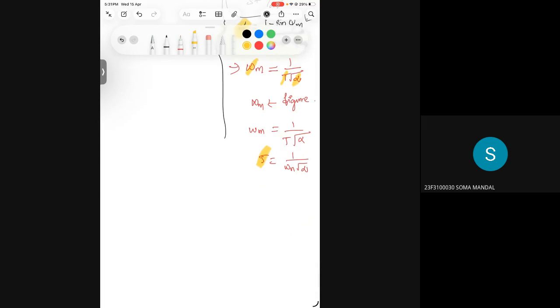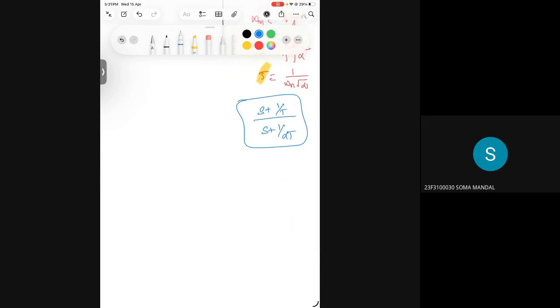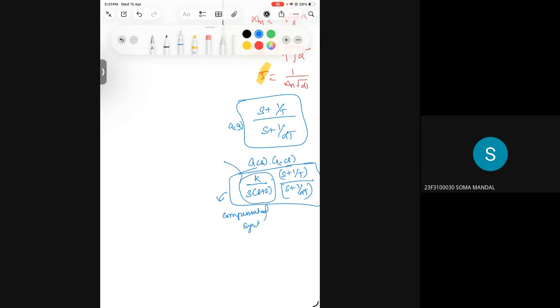So now you know your controller: s plus 1 by t divided by s plus 1 by alpha t. Everything you know. Now how to check if the compensator you designed is correct or not. You have a transfer function g of s, and let's call this gc of s. Multiply gc of s with g of s. So if this is my transfer function, I will simply multiply this with this divided by s plus 1 by alpha t. This whole is called the compensated system, whereas this alone is called the uncompensated system.